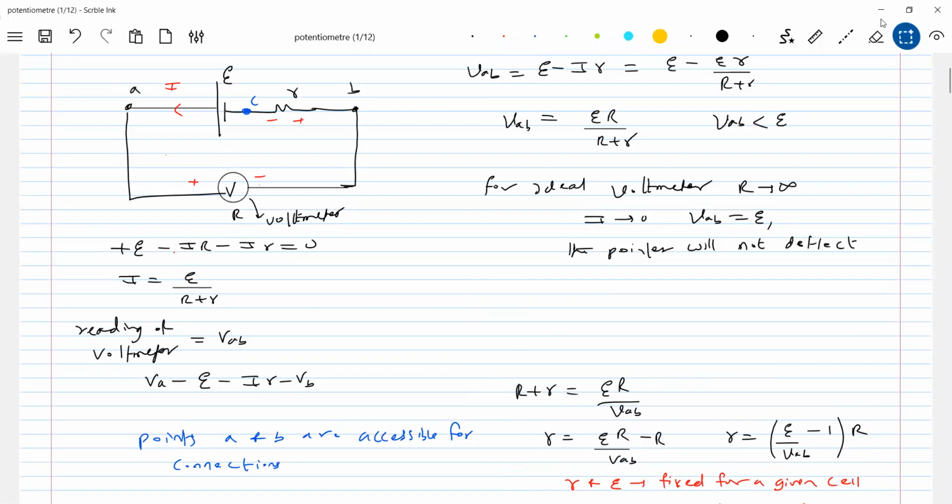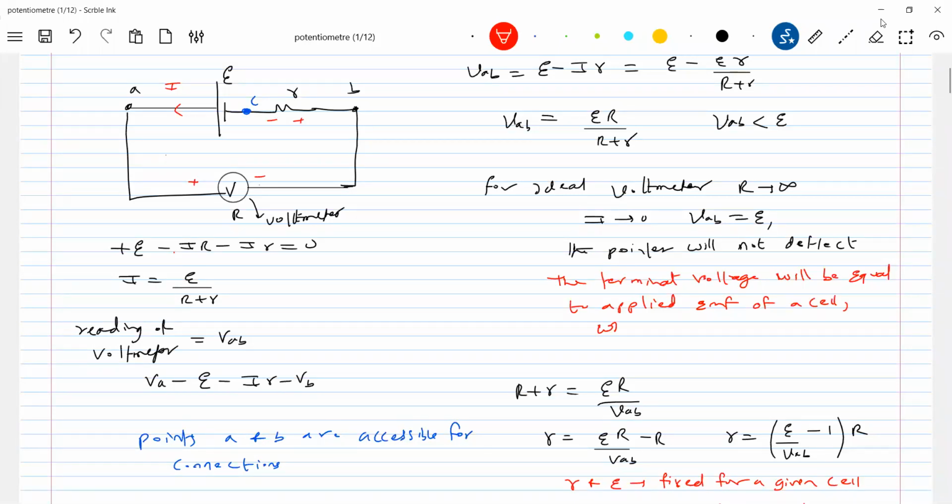So I'll write the basic core idea now. The terminal voltage will be equal to applied EMF of cell when current through the cell is made zero.